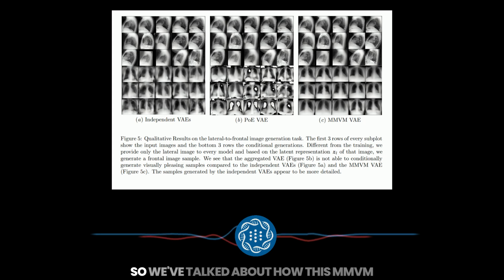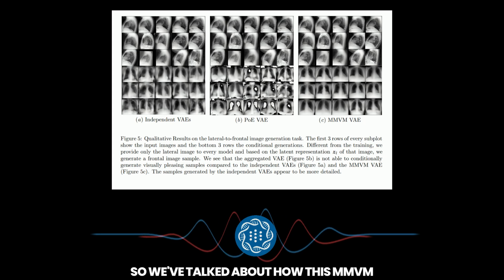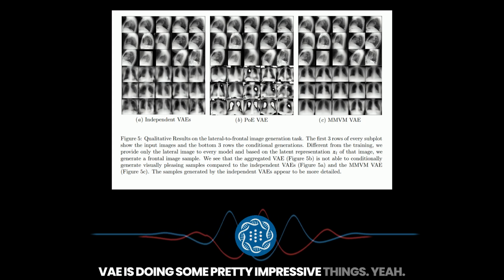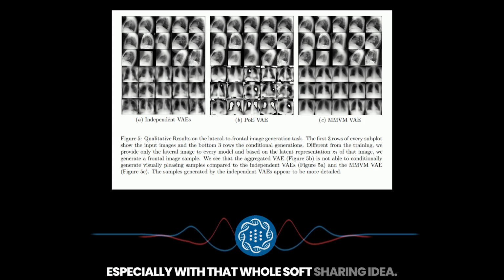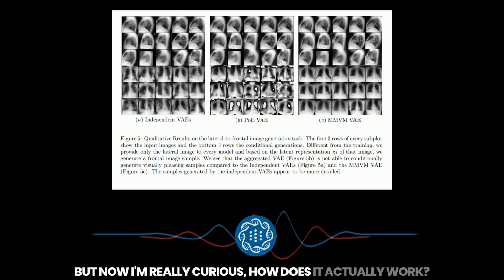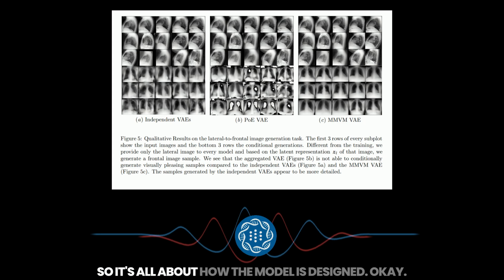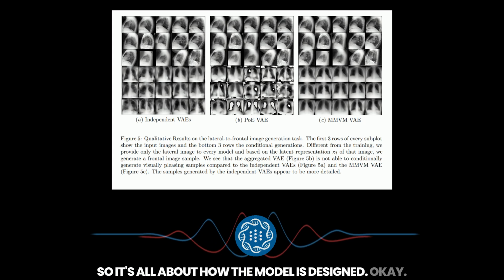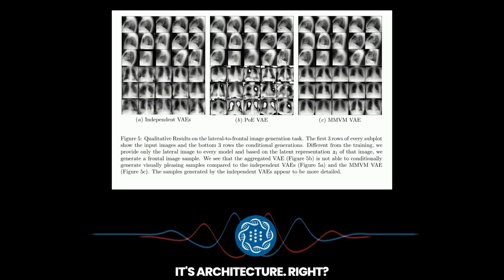Okay, so we've talked about how this MMVM VAE is doing some pretty impressive things. Especially with that whole soft sharing idea. But now I'm really curious. How does it actually work? So it's all about how the model is designed. Its architecture.